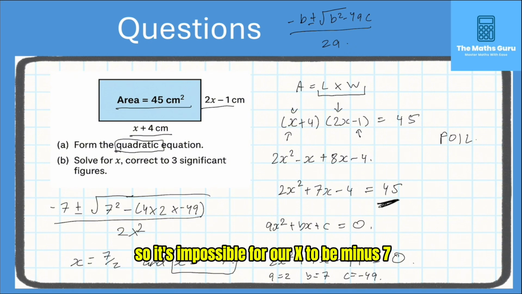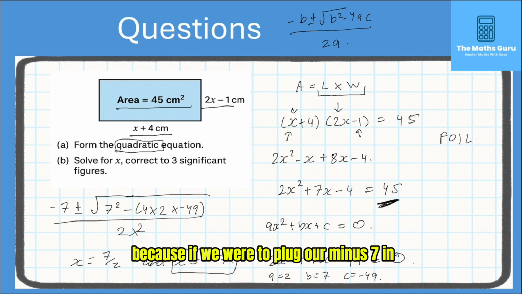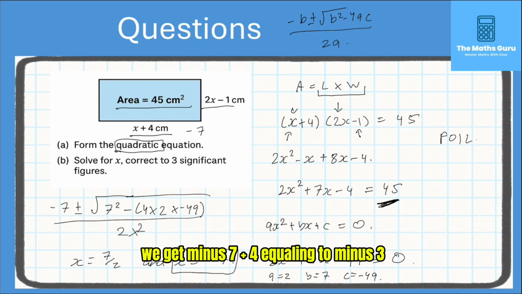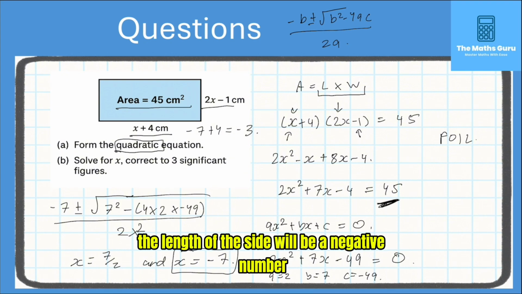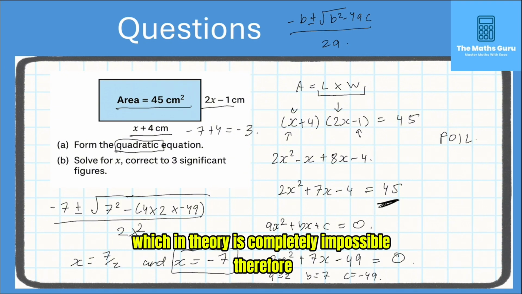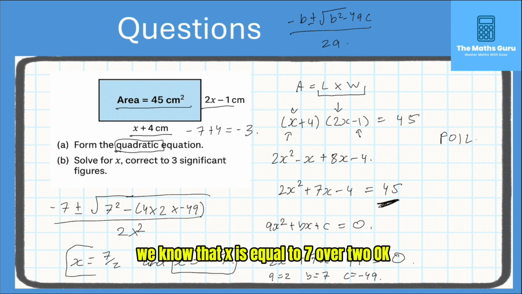So it's impossible for our x to be minus 7 because if we were to plug our minus 7 in, we'd get minus 7 plus 4 equaling minus 3. Therefore, the length of the side would be a negative number, which in theory is completely impossible. Therefore, we know that x is equal to 7 over 2.